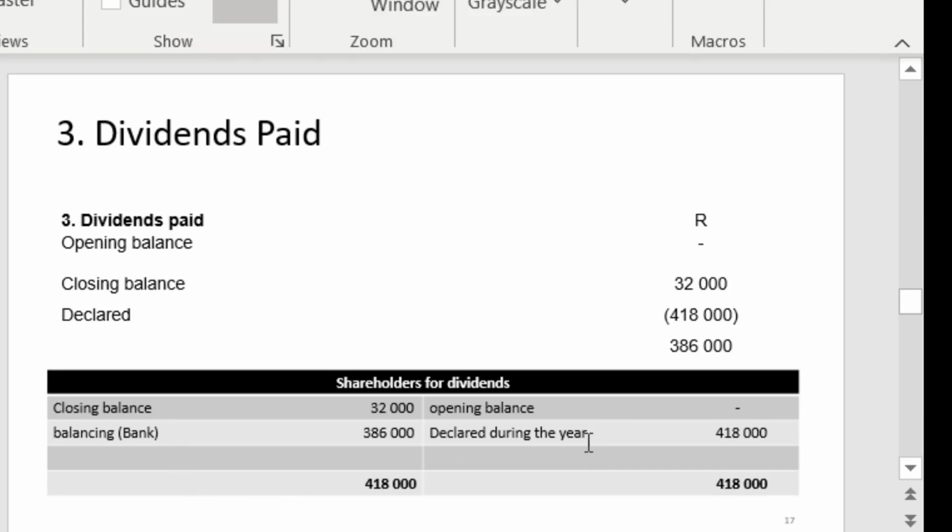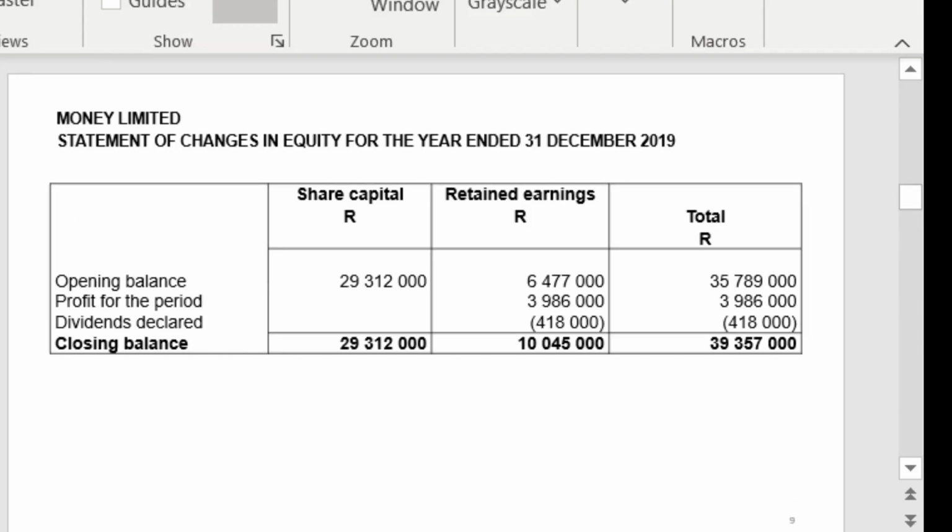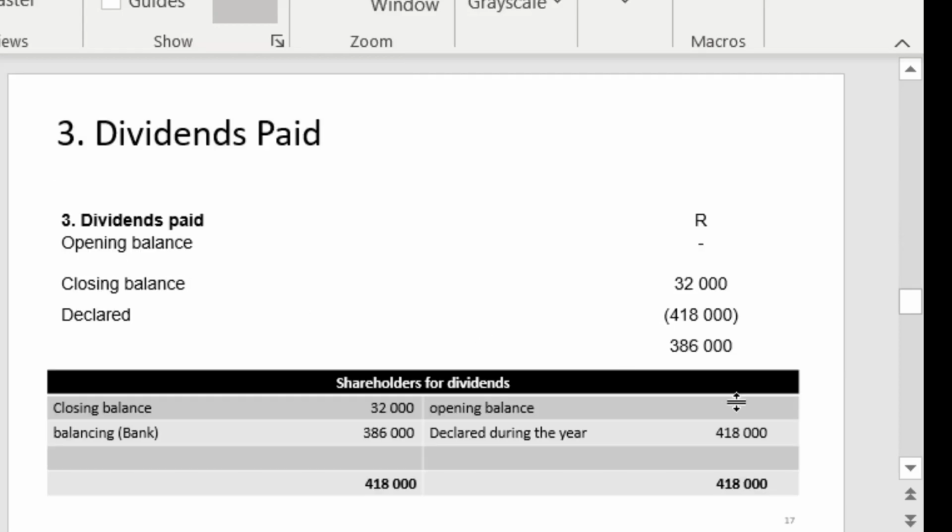Now we need to determine, was there any dividends declared during the year? From the information that is given to us, if we go to the statement of changes in equity, here, there is a dividend declared of 418,000. If there's a dividend declared, then we need to credit it to our shareholders for dividends account. So the 418,000 is going to be credited.